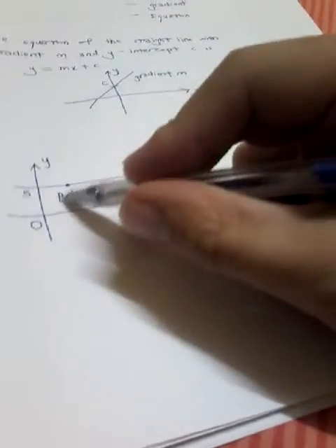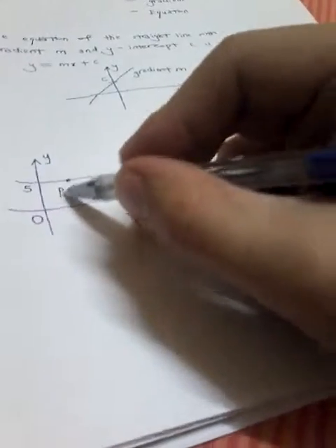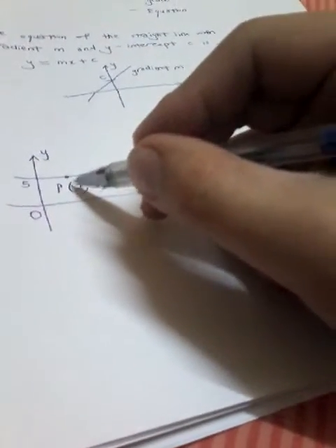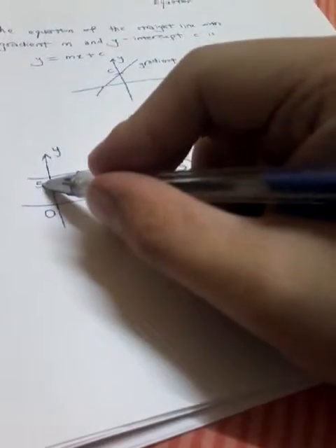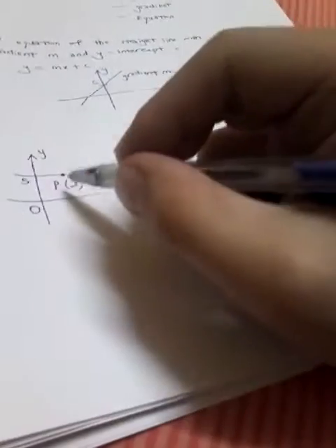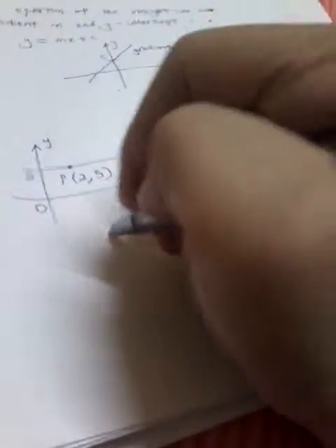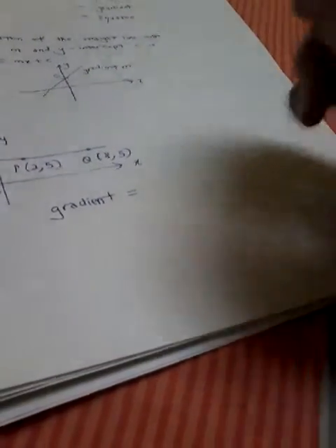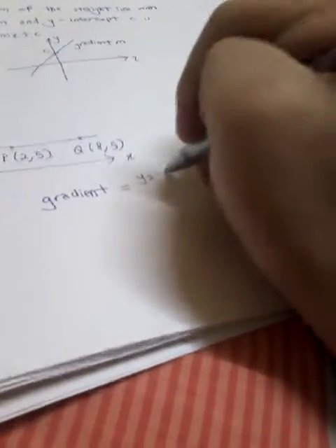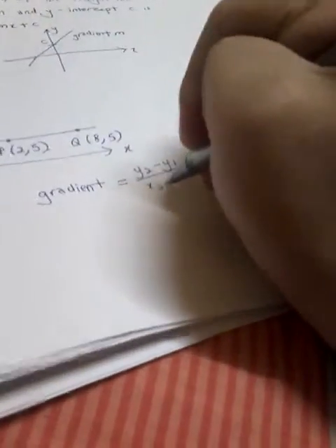So let's take a look at this. We have the origin here, we write a 0 here. We have point P and point Q. Point P is written as (2, 5). Q is (8, 5). This is your y-intercept, which is 5. So let's find the gradient. The gradient is equal to, you can use the formula, y2 minus y1 over x2 minus x1.